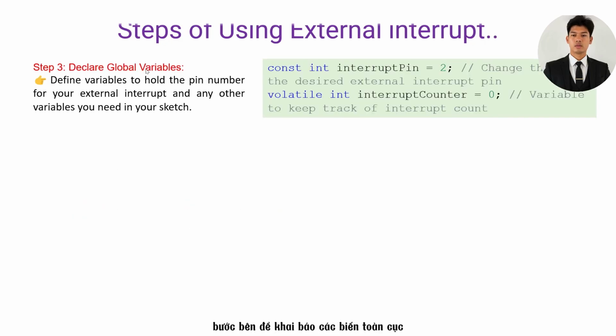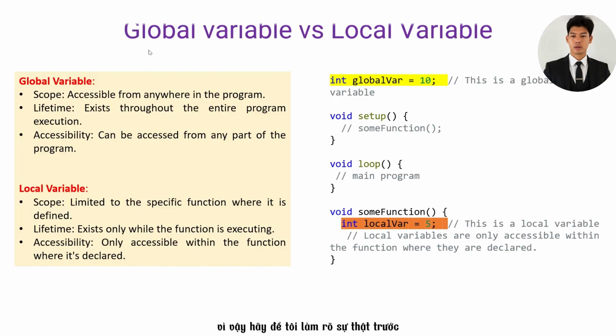Step 2, declare global variables. From here, the programming steps begin. Now, the term global variables might be new to many learners. So, let me clear that first. What is a global variable and a local variable?